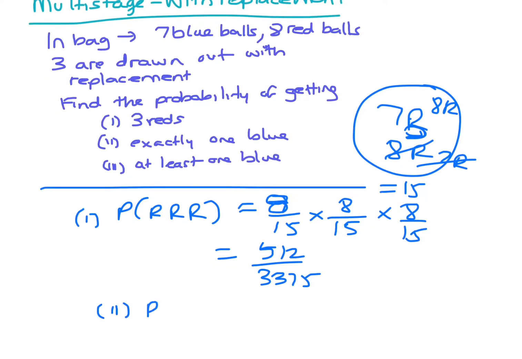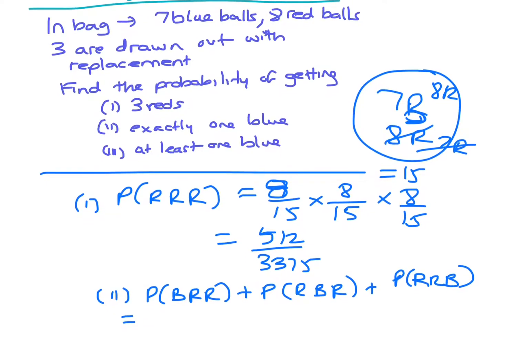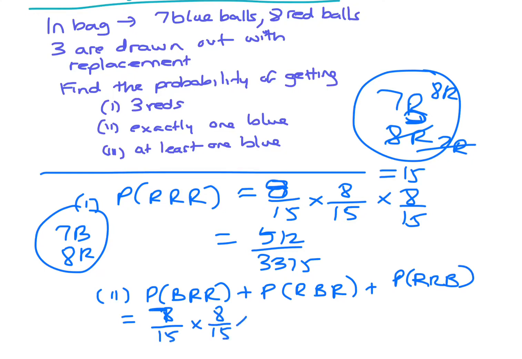So if you want exactly 1 blue, you could have blue with 2 reds, or you could have red, blue, red, or you could have red, red, blue. Okay, so there's 7 blue and 8 red. So blue would be 7 on 15 and red would be 8 on 15. It stays the same each time, okay?